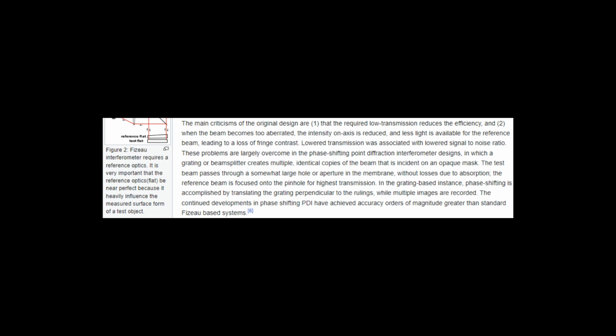These problems are largely overcome in the phase-shifting point diffraction interferometer designs, in which a grating or beam splitter creates multiple, identical copies of the beam that is incident on an opaque mask. The test beam passes through a somewhat large hole or aperture in the membrane, without losses due to absorption. The reference beam is focused onto the pinhole for highest transmission. In the grating-based instance, phase shifting is accomplished by translating the grating perpendicular to the rulings, while multiple images are recorded. The continued developments in phase-shifting PDI have achieved accuracy orders of magnitude greater than standard Fizeau-based systems.